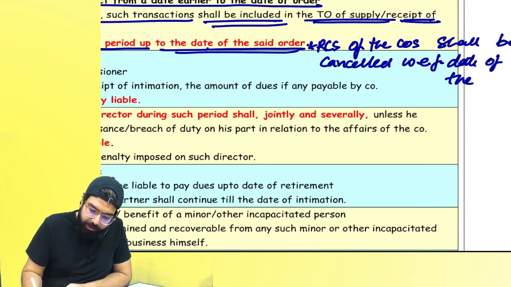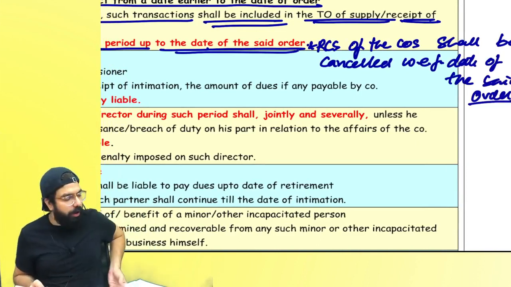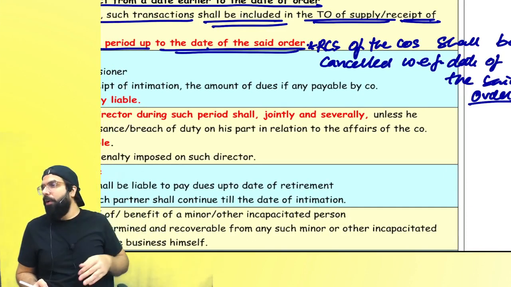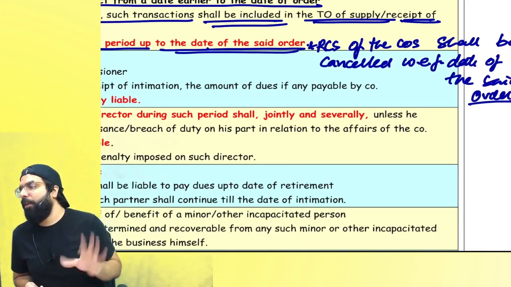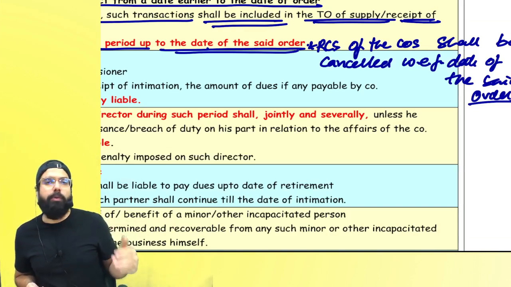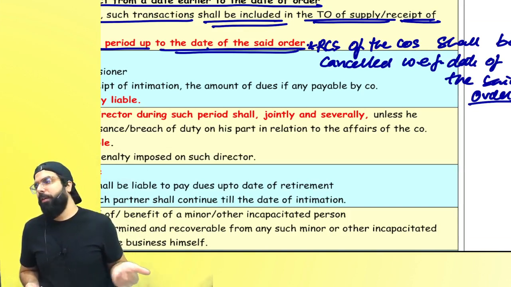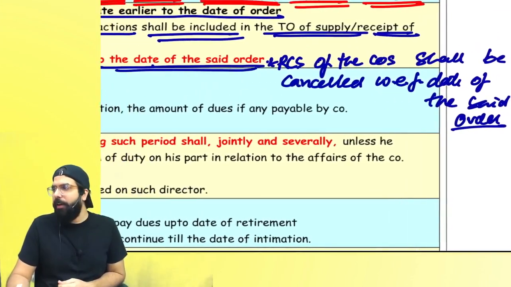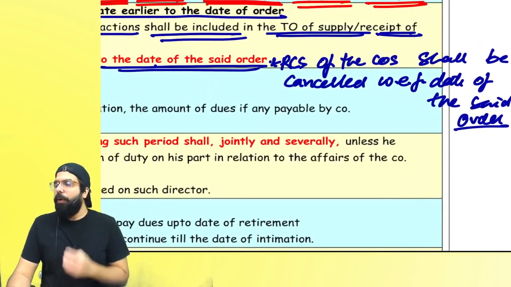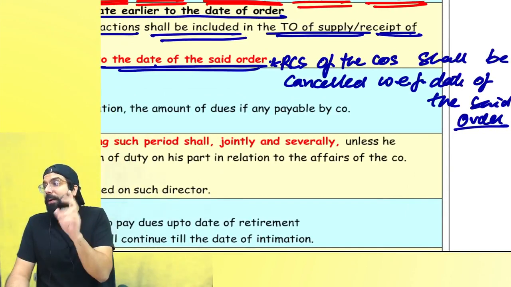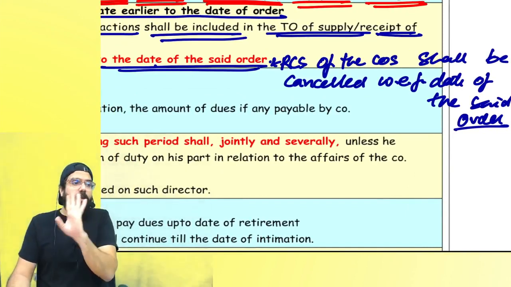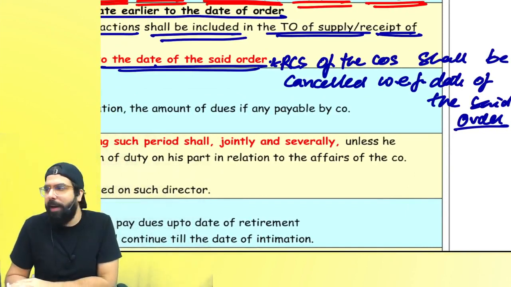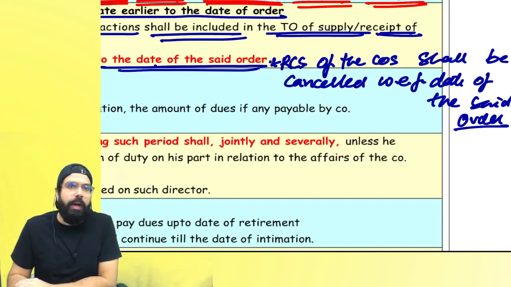of the said order. Means once the order comes, from the very next day, your registration will be cancelled, because up to the date of the order, you both are different persons, and the supplies will be included in your respective turnover. From the very next day, your registration will be cancelled and a single registration will be given to you. But for that, you have to apply and take a separate single registration. Can I go ahead, everyone? Are we clear till here?